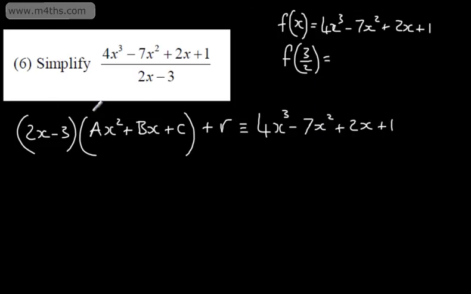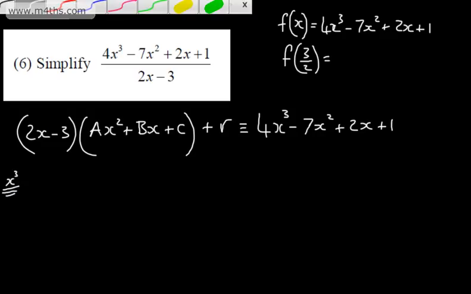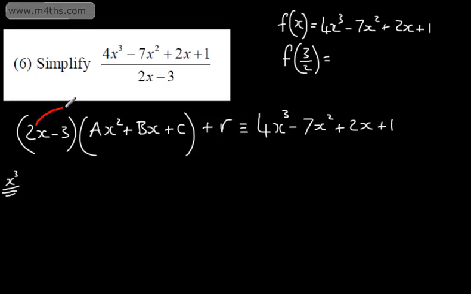So if we did use this method, let's look at terms in x cubed. On the left hand side, and I'll show these as we go, we've got now this 2x multiplied by ax squared. Nothing else will give us a term in x cubed.